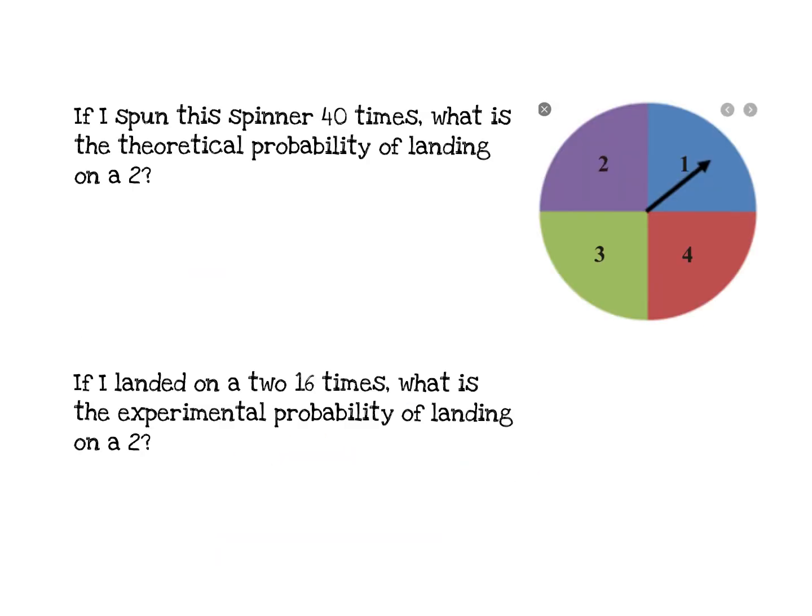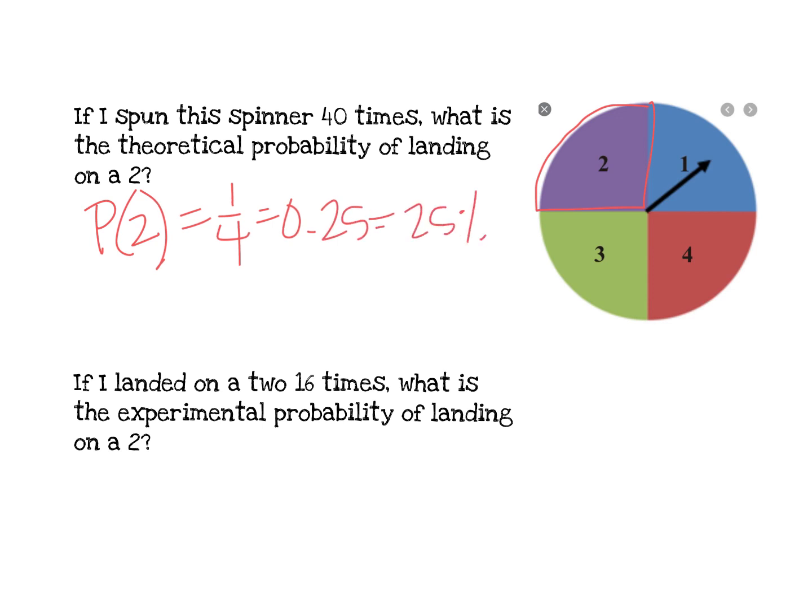If I spun the spinner 40 times, what is the theoretical probability of landing on a 2? So let's just look, if I spin it 1 time, the probability of landing on a 2 is 1/4, because there's one section of a 2 and then there's 4 total sections, which is 0.25, which is 25%. So if I spin it 40 times, what is the theoretical probability of landing on a 2? It should still be 25%, theoretically.